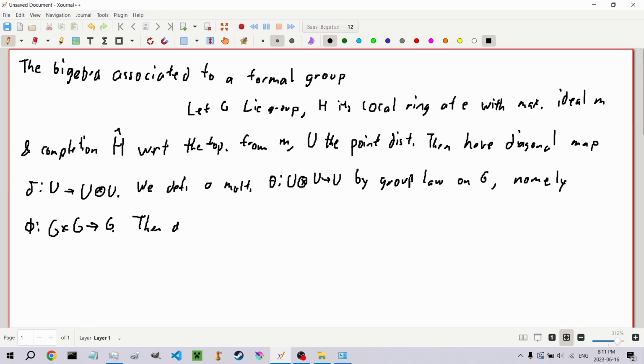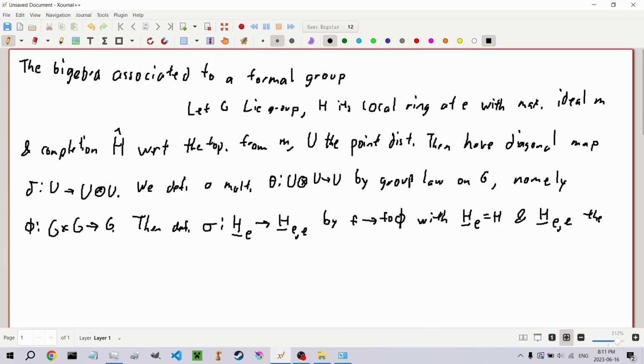Then we can define a map sigma from H underline of E, which we're going to define in a second, to H underline of E comma E, by sending a function f to f composed with phi, with H underline of E being H and H underline of E comma E being the local ring at E comma E on G times G.